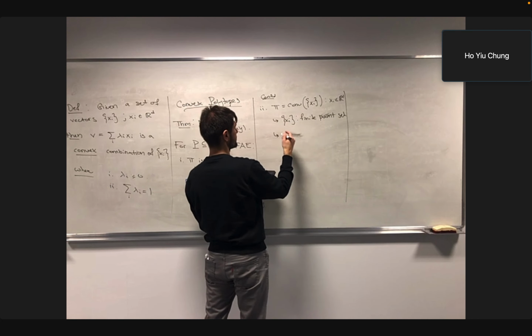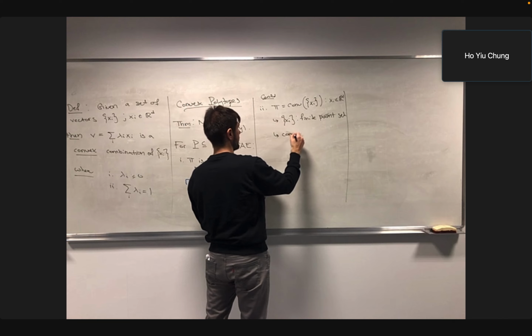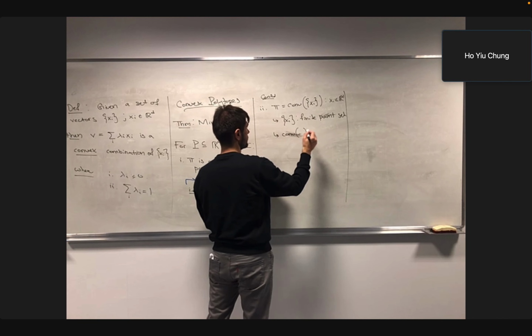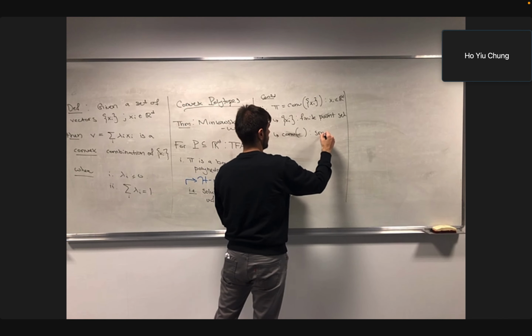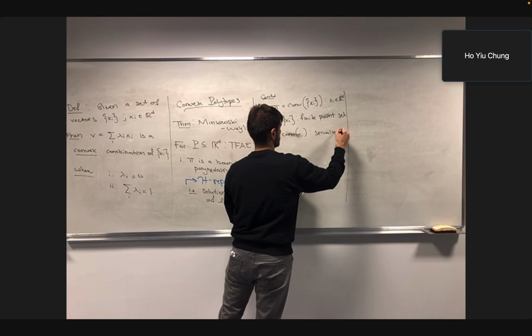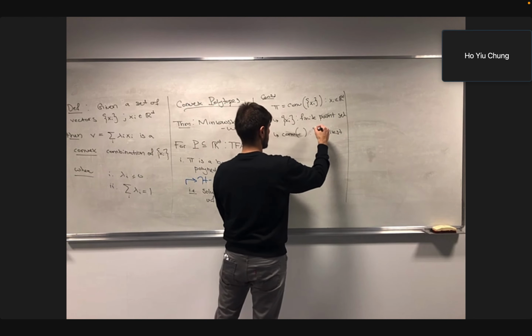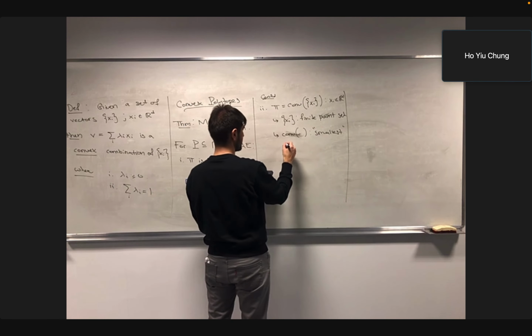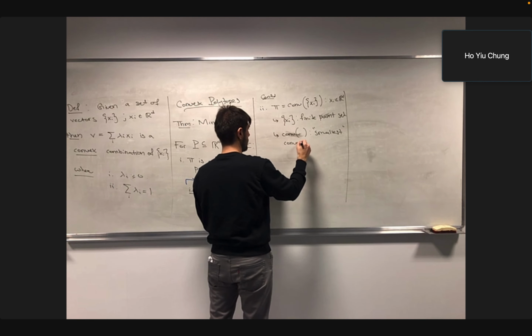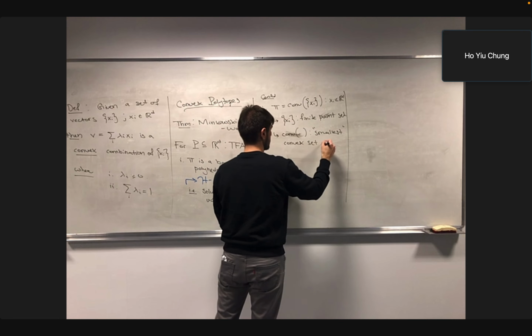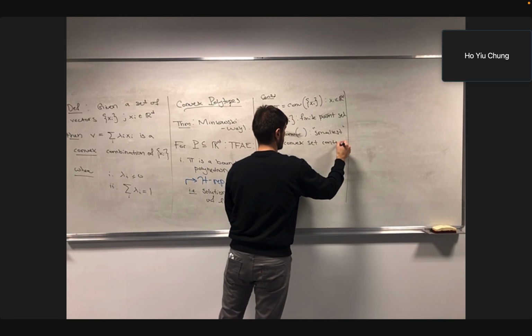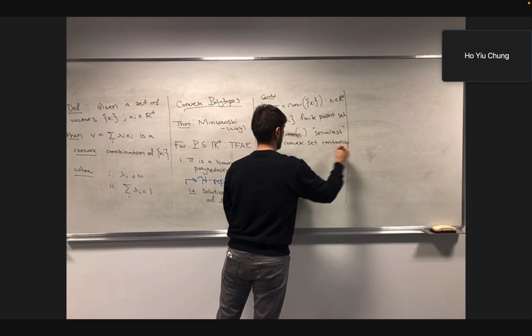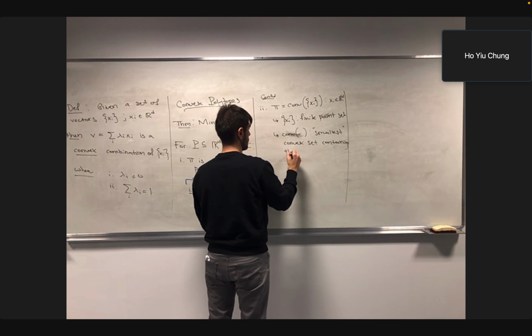So the convex hull of something is, in some sense, quote, the smallest convex set containing those points.